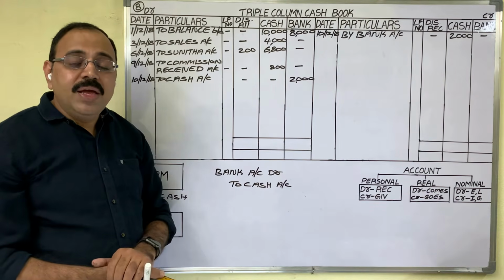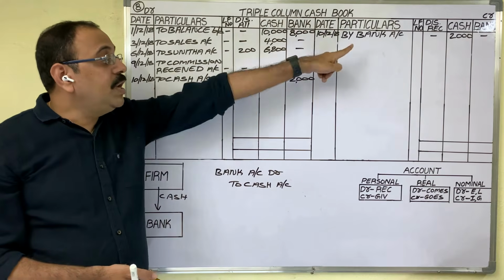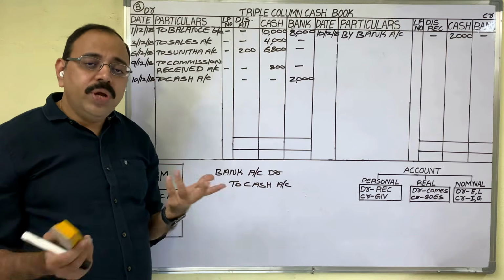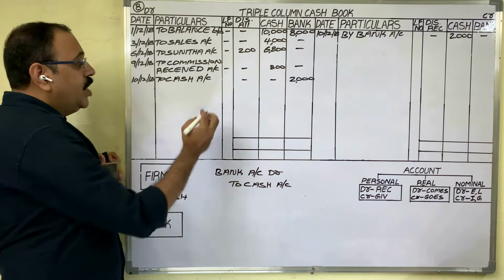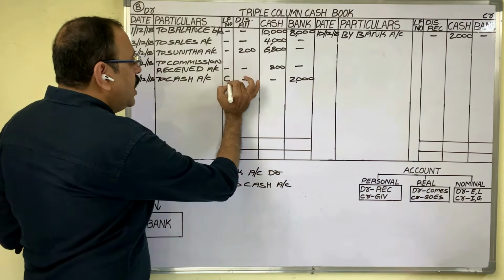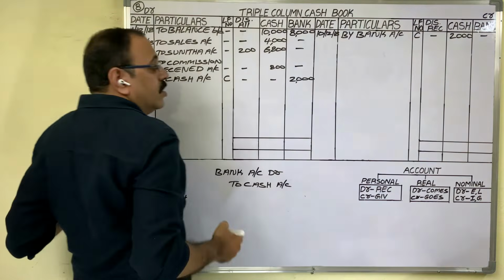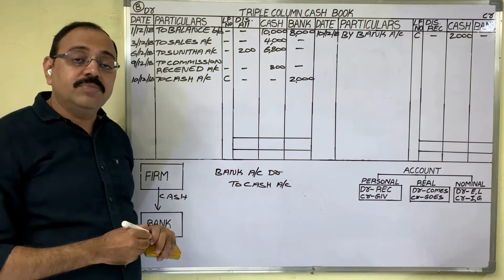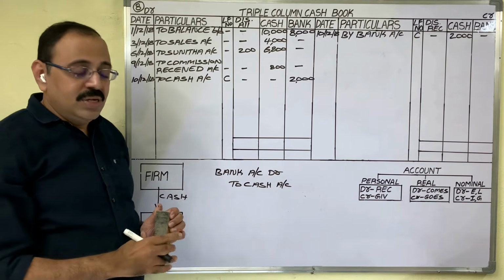So remember, in case of contra entry, we cannot write the page numbers in LF number. Then what to write? To indicate that this is a contra entry, in LF number we have to write the letter C. C stands for contra. So in which circumstances does a contra entry come? In 4 circumstances a contra entry comes.